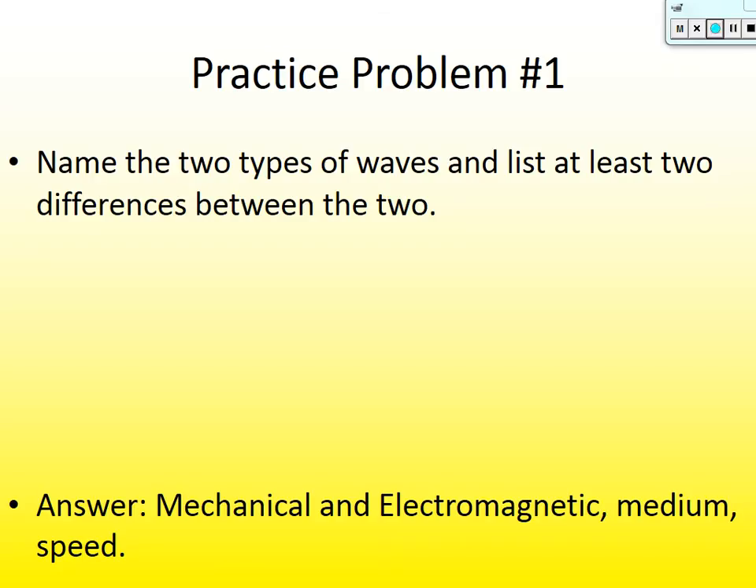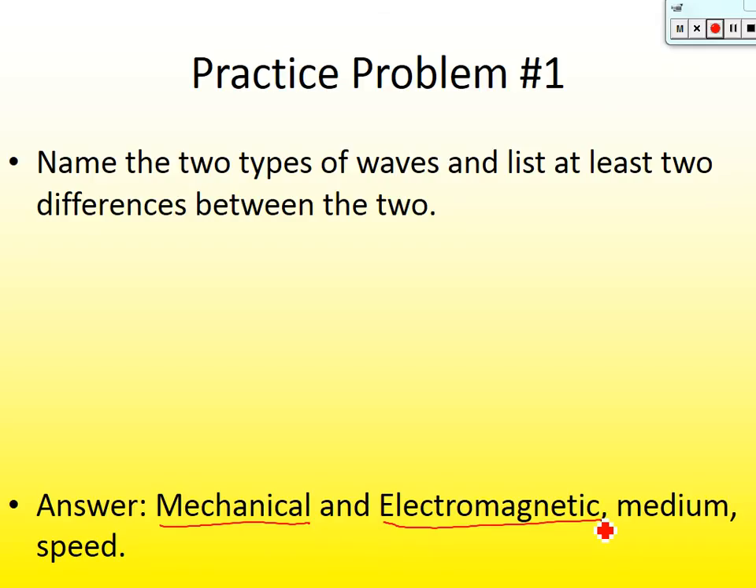Okay, practice problem number 1. It says name two types of waves and list at least two differences between the two. So what are the two main types of waves? Mechanical. So there's mechanical, and what's the other one? Electromagnetic. What's the differences? Let's list a couple differences. Medium. Which one needs a physical medium in order to travel through? Mechanical. Mechanical needs a medium.